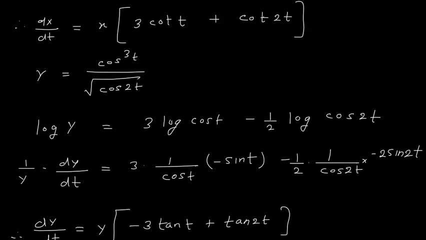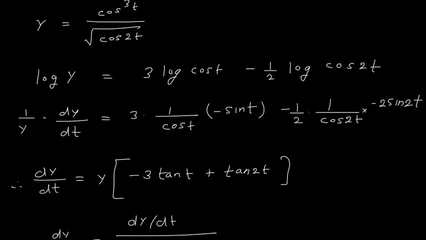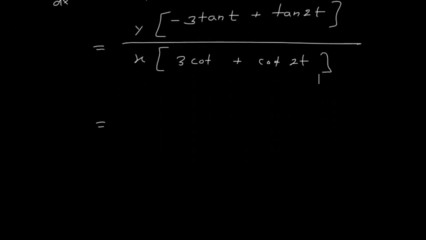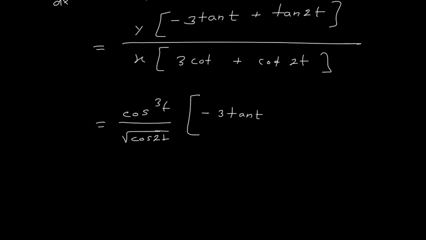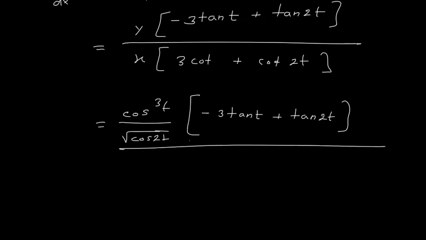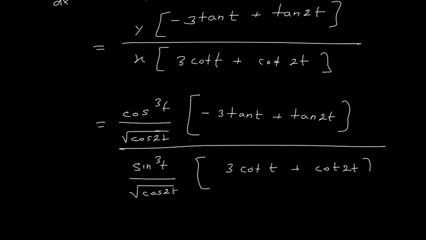Now the value of y and the value of x we can substitute. The value of y is cos cube t upon root of cos 2t, into (minus 3 tan t plus tan 2t), divided by, the value of x is sin cube t upon root of cos 2t, into (3 cot t plus cot 2t).